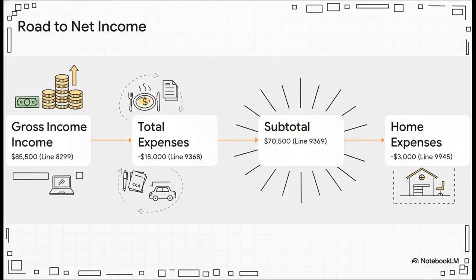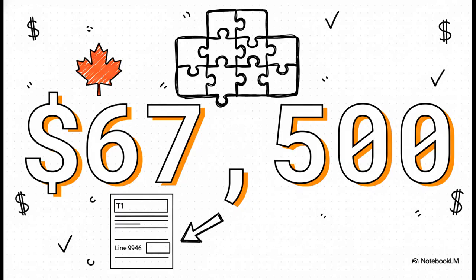We start with his gross income of $85,500. From that, we subtract his total regular expenses from Part 4. Let's say they all added up to $15,000. That includes his meals, supplies, that CCA for his laptop, and his vehicle costs. That leaves him with $70,500. The very last step is to subtract his business use of home expense, which gets its own special spot on the form. And there it is, the final number.